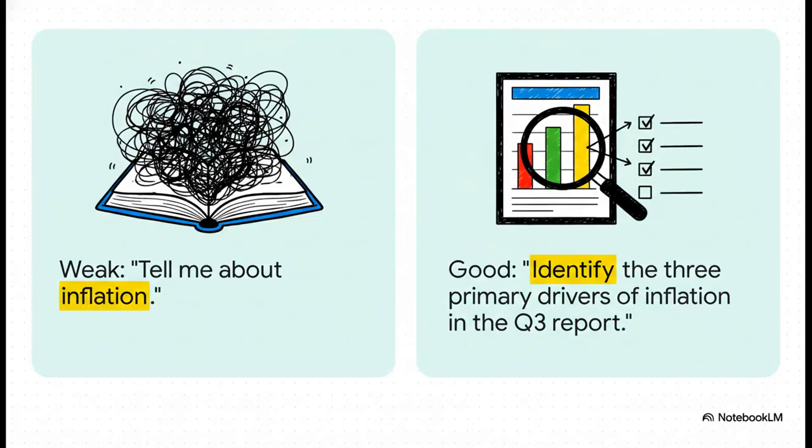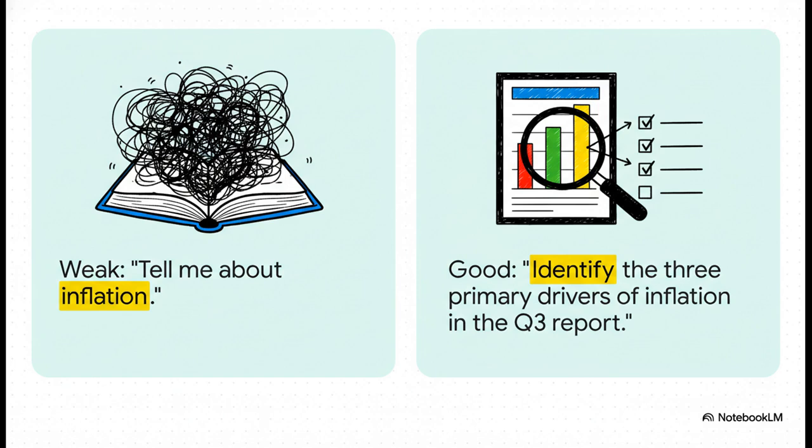Just look at this example. Asking the AI to tell me about inflation is just inviting a boring lecture, right? You're basically asking for a textbook chapter. But when you get specific, identify the 3 primary drivers of inflation in the Q3 report, you've given it a precise mission.